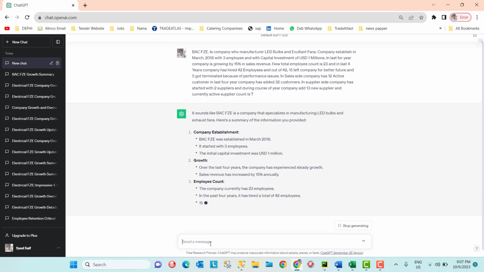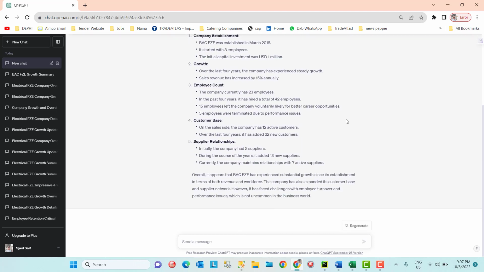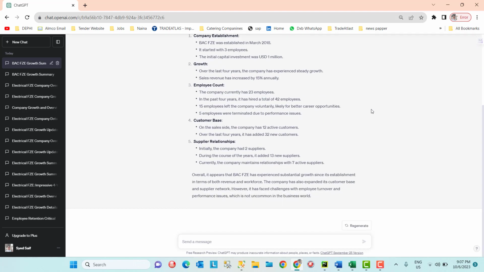So I pasted the textual information, and once it's pasted, ChatGPT describes it in a very professional way: the establishment, Bax FZT, established in 2018, correct? It started with 3 employees, yes. The initial capital was this, growth is this, employee count is this, customer base is this. So now ChatGPT knows this company's information.